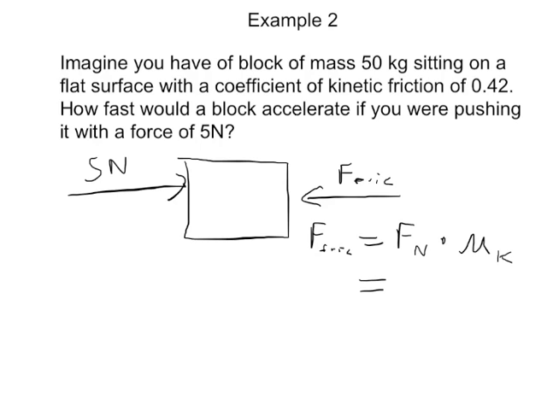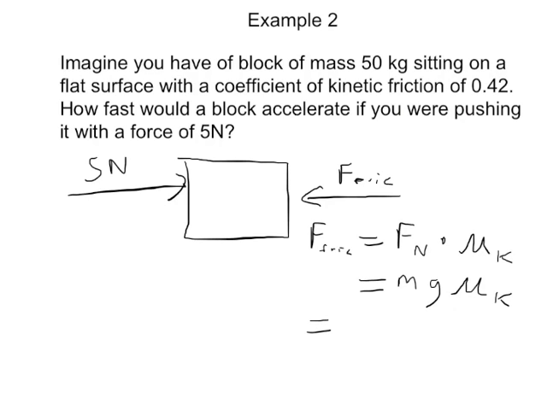And like we said before, since the block is on a flat surface, the normal force will just be the force of gravity, which is mass times g. And you multiply this by mu k. So now we know everything we need. We know m, which is 50 kilograms. We know g, which is 9.8 meters per second squared. And we know mu k, which is 0.42. So let's just plug them in.